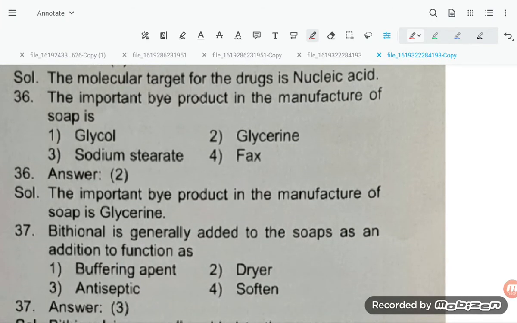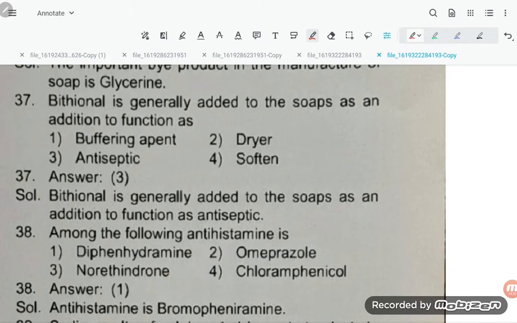The important byproduct in the manufacture of soap is glycerin. Next, bithionol is generally added to soap as an additive to function as an antiseptic.